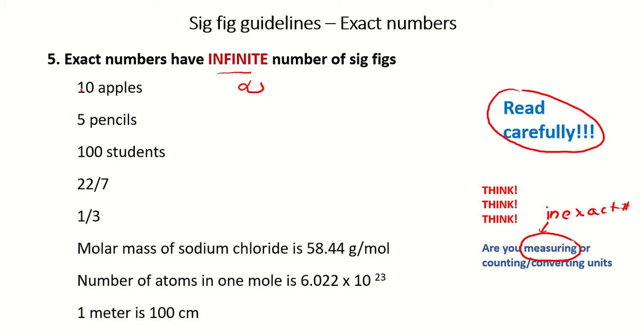Let's look at the first one. 10 apples. Did you count or measure? You're counting. So this one has an infinite number of sig figs. How about 5 pencils? You're still counting. So you're going to have an infinite number of sig figs. 100 students. You still count. Infinite number. What about this one? Now this one, actually this is 5 given as a fraction.